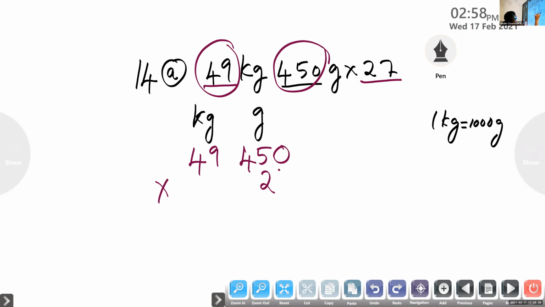Then which is the number we have to multiply with? 27. Yes, children. Now multiply 49 kilogram, 450 grams. So how will we write the number? Kilogram and gram, write one below the other. Kilogram below kilogram, and below gram write how many gram are in the question. Then multiply with 27. Try to do it alone.